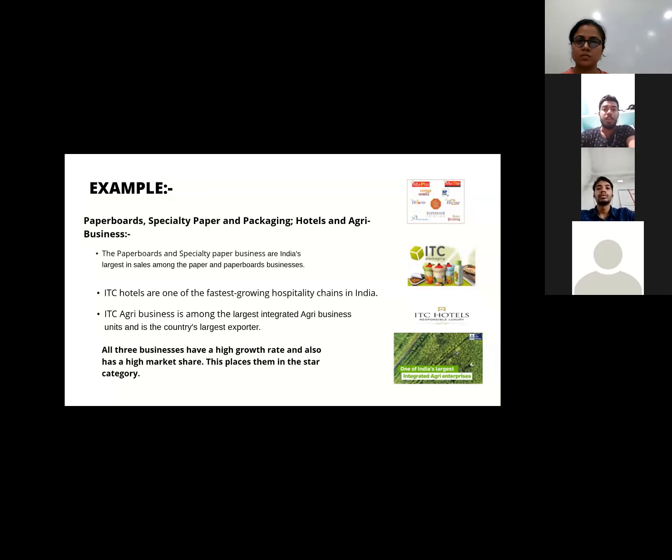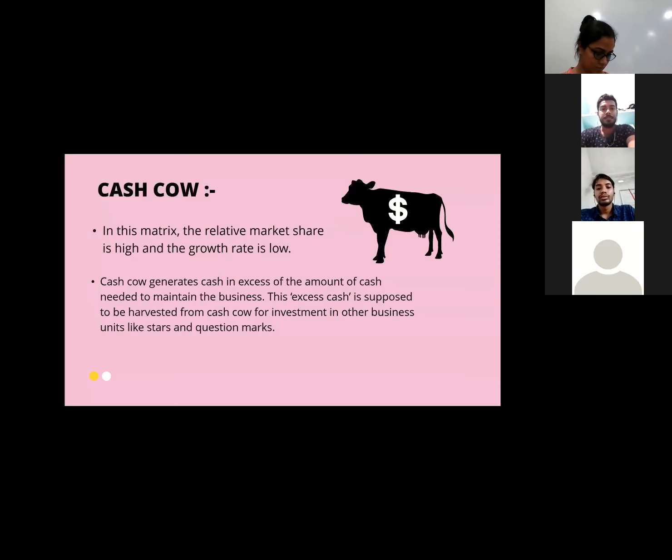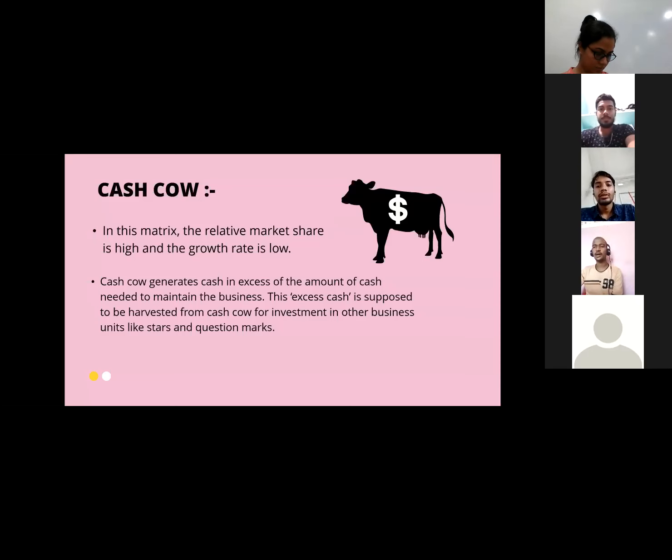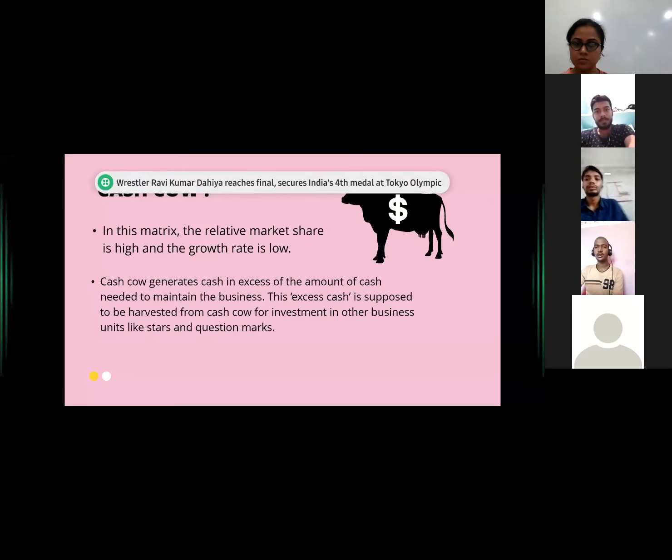Now I would like to call my friend Anugrah for further explanation. Good morning, everyone. My name is Anugrah Nayan, and I am going to explain the cash cow matrix.